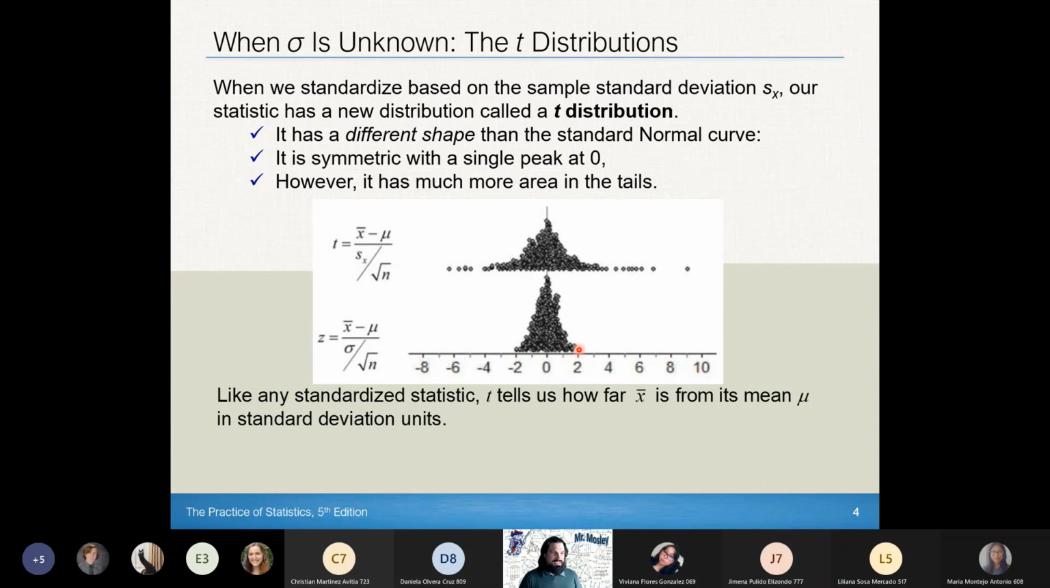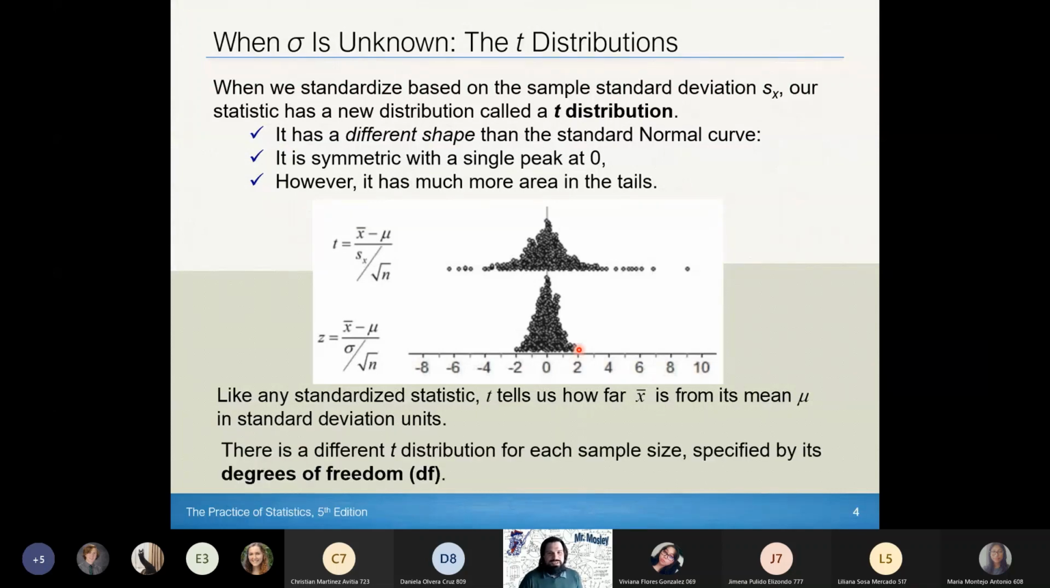Like any standardized statistic, t tells us how far x bar is from the mean in standard deviation units. It's just using t instead of z. There is a different t-distribution for each sample size, specified by its degrees of freedom. We'll explain what a degree of freedom is in just a moment. Would anyone like a moment to write anything down?